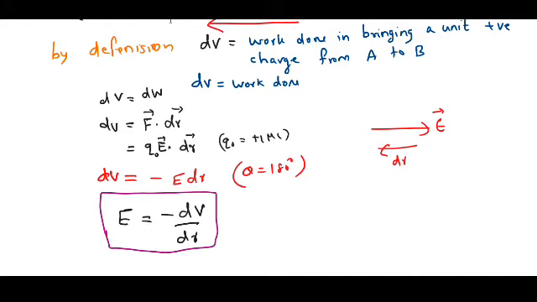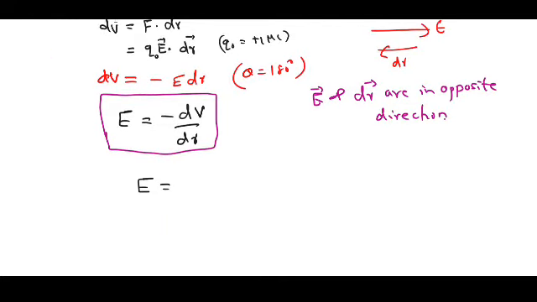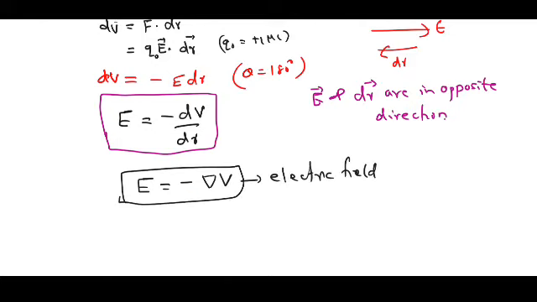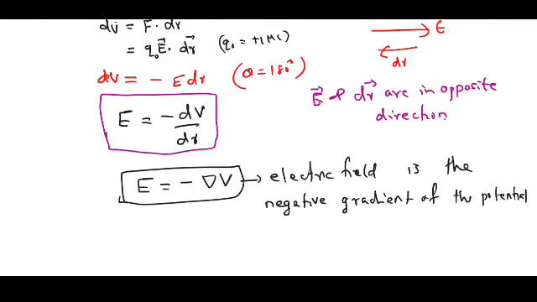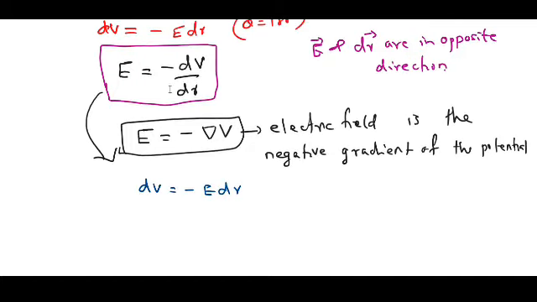Here we have to note down that E and dr are in opposite directions. This can also be written as, in general, the electric field is the negative gradient of the potential. From this, I can write dV is equal to minus E dr, or the electric potential between two points can be easily found out.